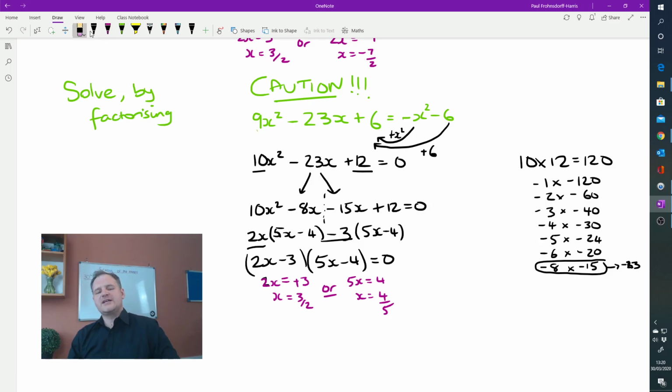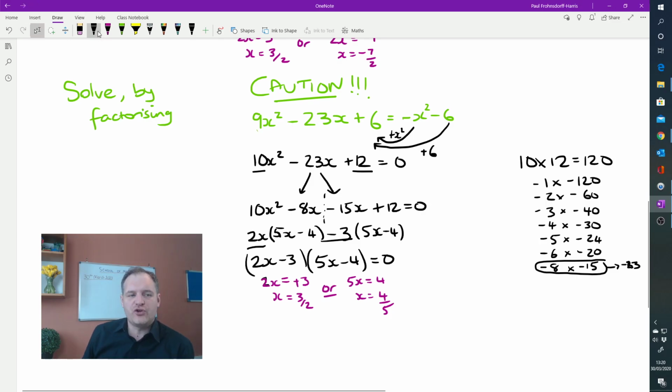Now, one thing I expect some students, not everyone, but some students to be confused about is why we've got this "or" in our solutions. How can we have two solutions which have an "or" about them? Completely understand that. This is all to do with the graph of the equation.